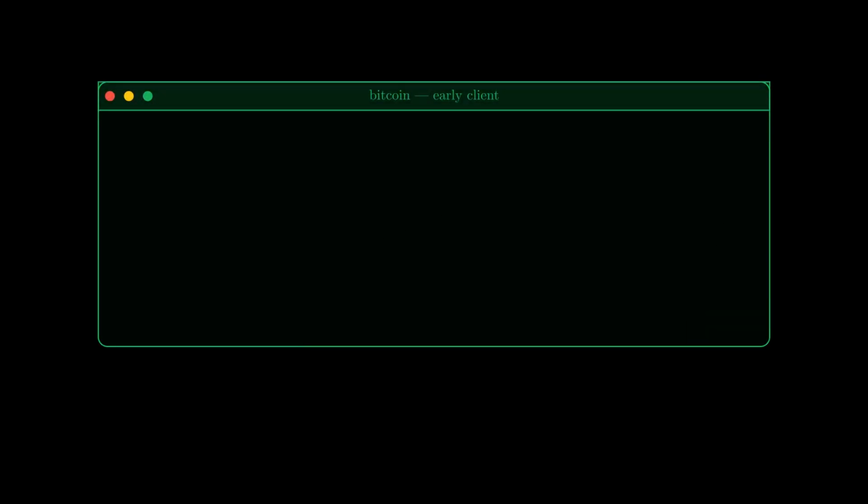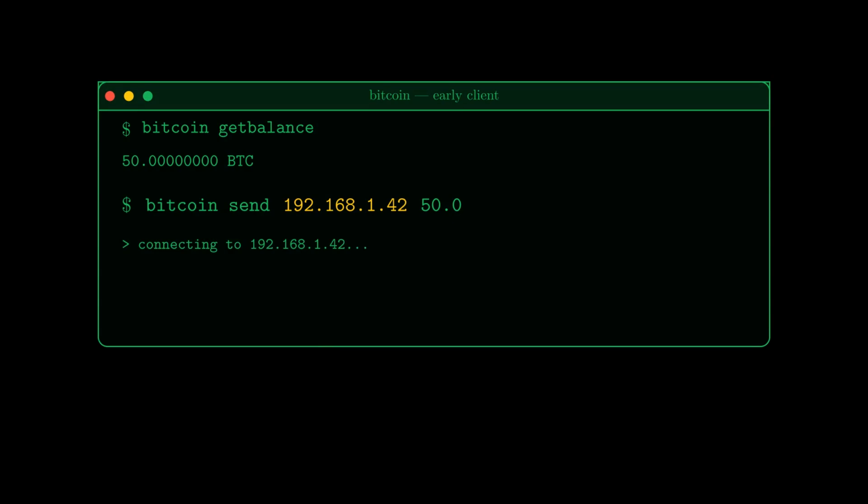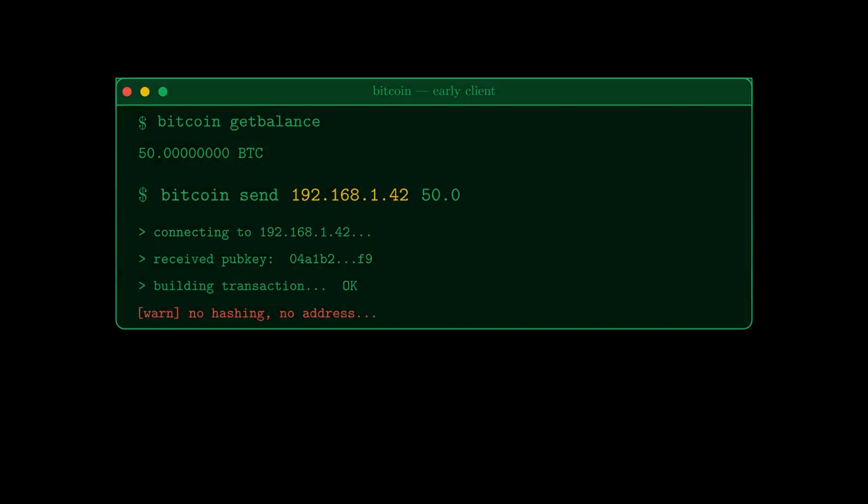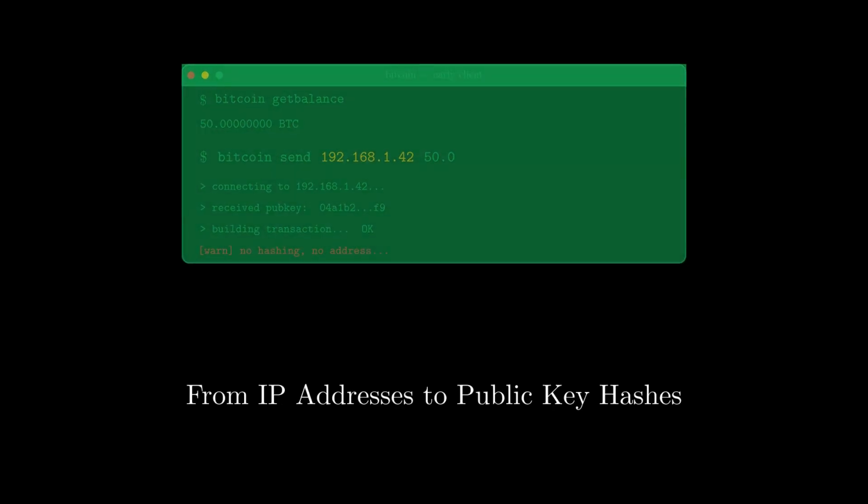In early Bitcoin, paying someone meant typing their IP address. Your computer dialed theirs, asked for a public key, and built a transaction on the spot. It worked? Barely. Today, we trace how a simple cryptographic hash killed that design and gave us modern Bitcoin addresses.